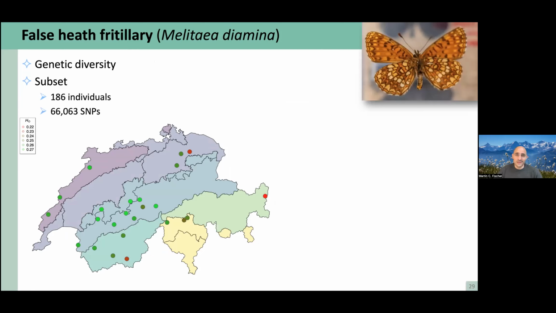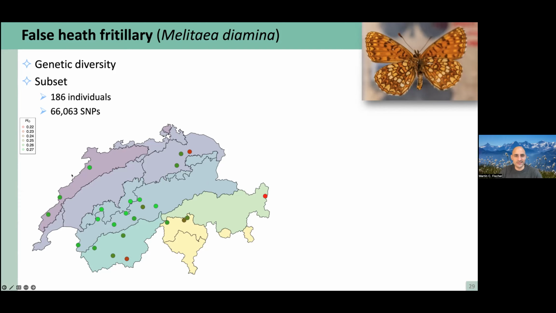With this, I come to the last species we are monitoring, and I just realized time is running. So this is now the false heath fritillary, the butterfly, and there we are really just starting to analyze data. So we still miss all the samples here from Eastern Switzerland because we had to sample them this year, and they are just now being sequenced. But this is just a subset now of 186 individuals and 66,000 SNPs. So again, only a few SNPs and not the entire genome.